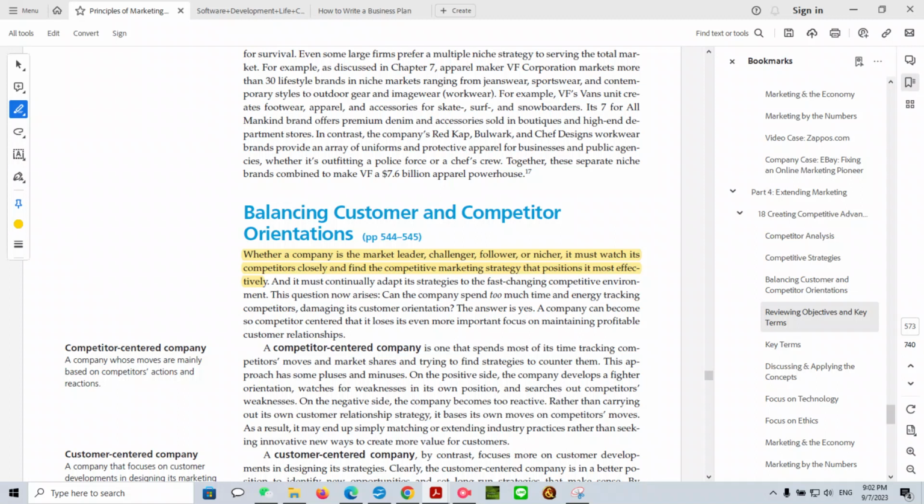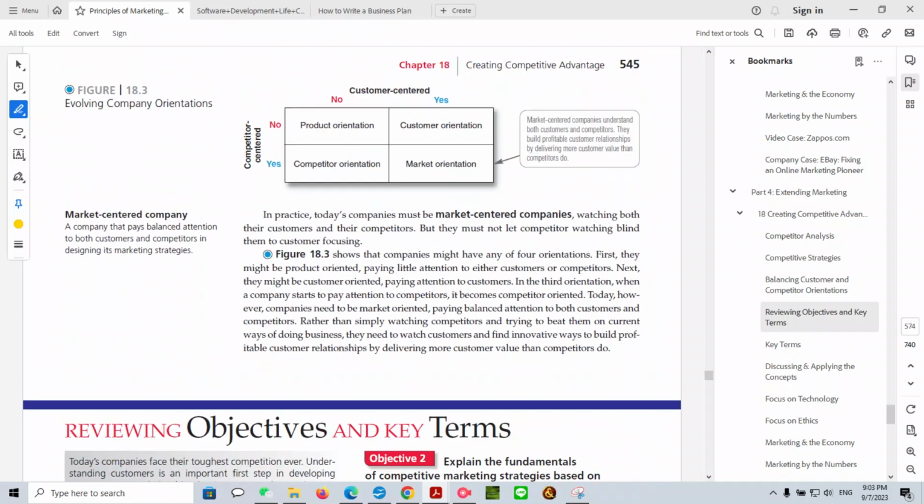Naming its customer orientation. The answer is yes. A company can become so competitor centered that it loses even more important focus on maintaining profitable customer relations. Remember, this is always the goal: maintaining profitable customer relationships. Getting and maintaining. Now, based upon that, we have some things that we need to understand before we finish this chapter.